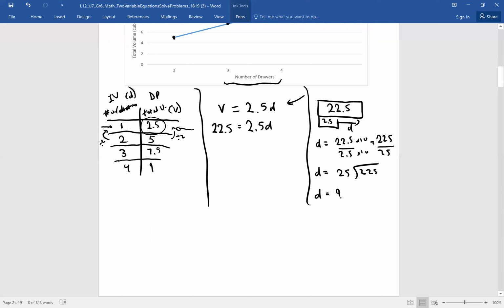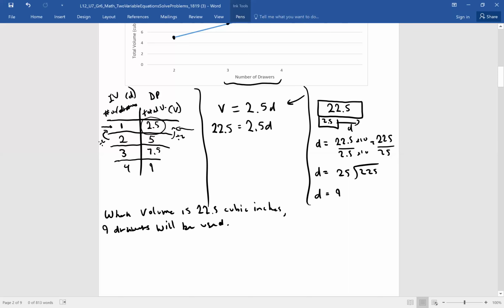So now that we know, when the volume is 22.5 cubic inches, 9 drawers are used.